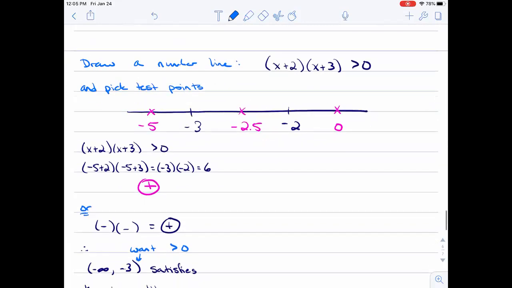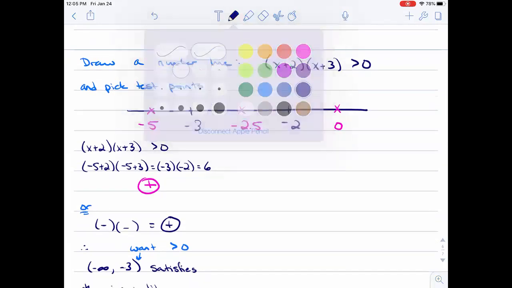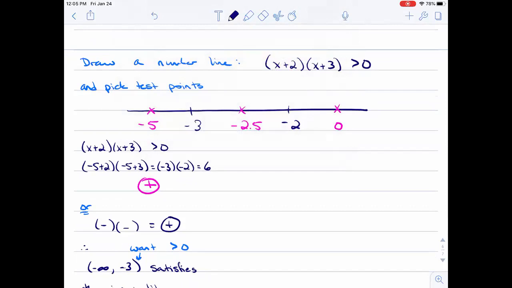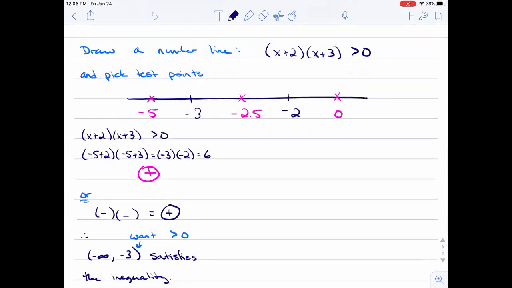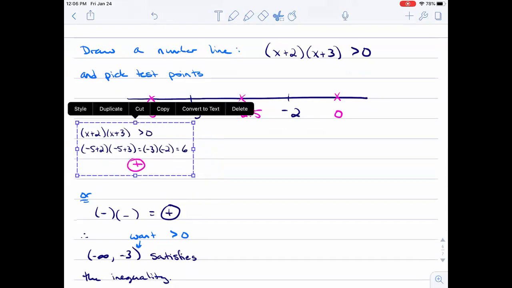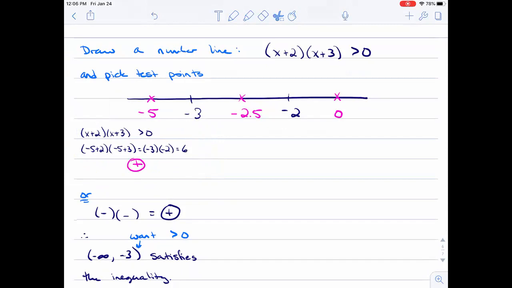All right, let's do the other two intervals. So now we've got, I always run out of room, but I can cheat and make it a little bit smaller. Cheating, I know.